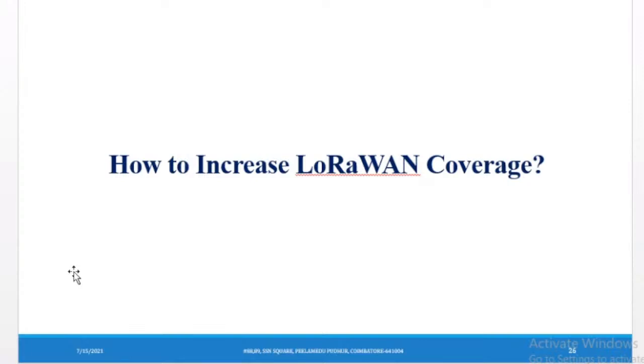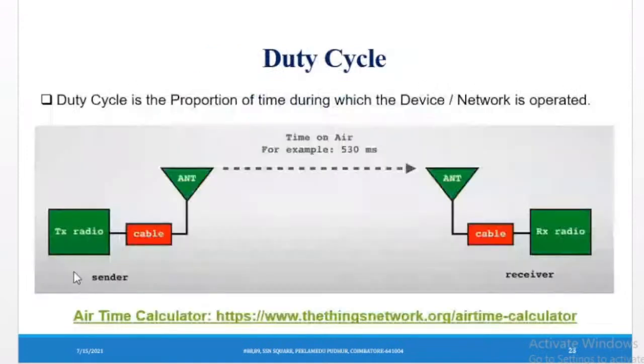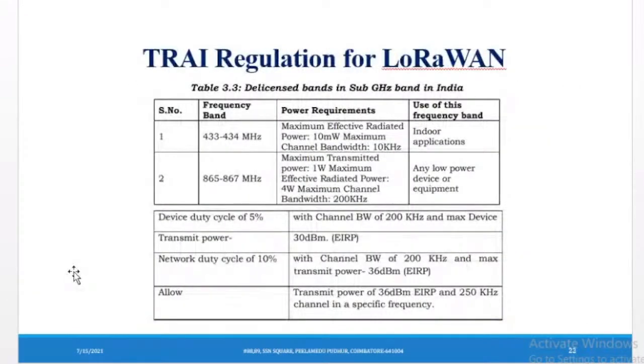I thought I saw 10 milliwatt in one of your slides. Which one, ma'am? I thought I saw it as 10 milliwatt in one of the slides. Ma'am, that's why I'm not using this one. Here you can see 433 to 434 megahertz I'm not using. Here you can see maximum effective radiated power is 10 milliwatt. That's why I'm using 865 to 867.